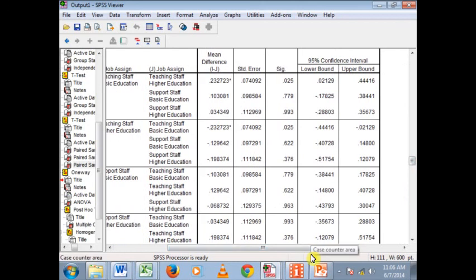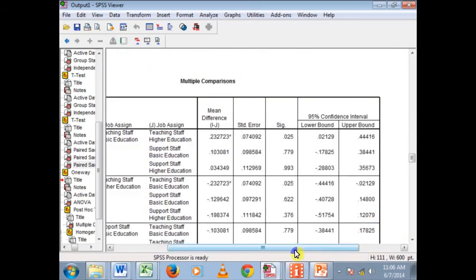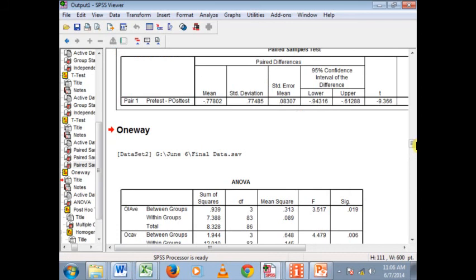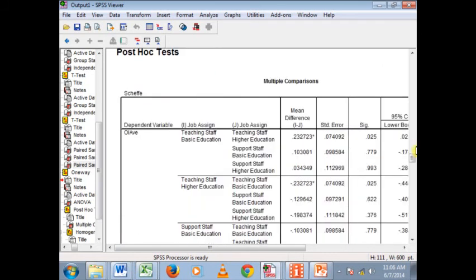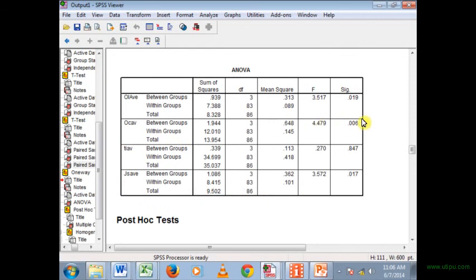Okay, before I explain the post hoc, what do you mean by post hoc? It means that if there are significant differences when you compare the job assignments, you will also see which particular groups differ, using the Scheffe post hoc test. But before that, when you have an analysis of variance like this, you should not forget that you are comparing groups.